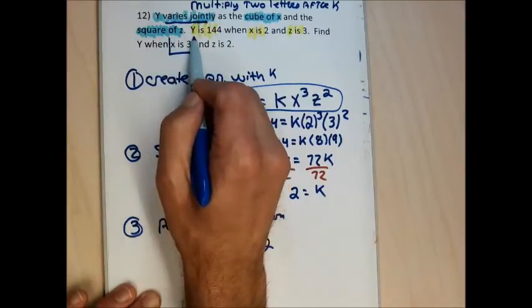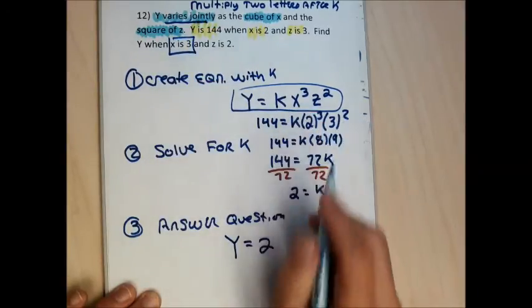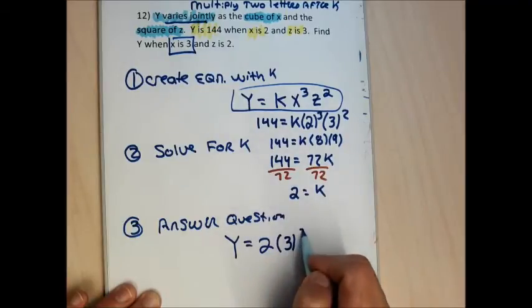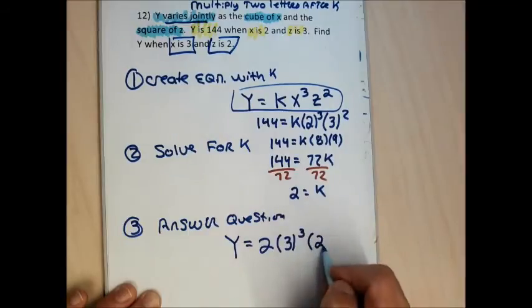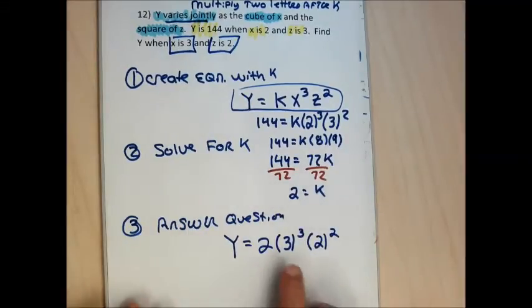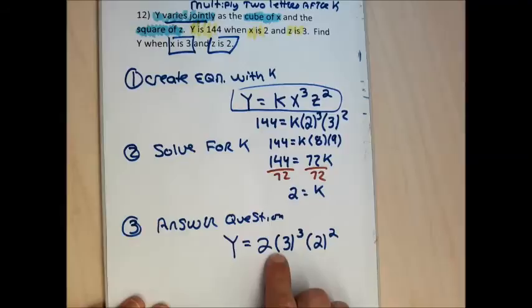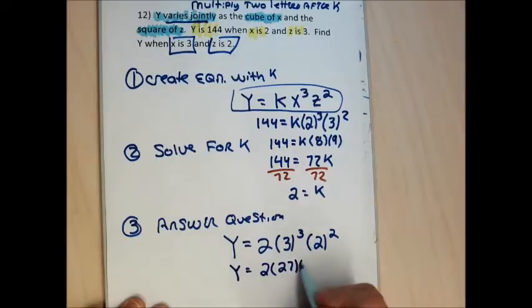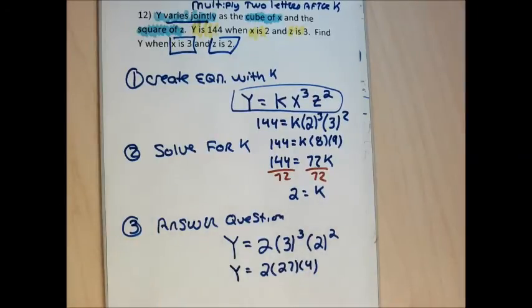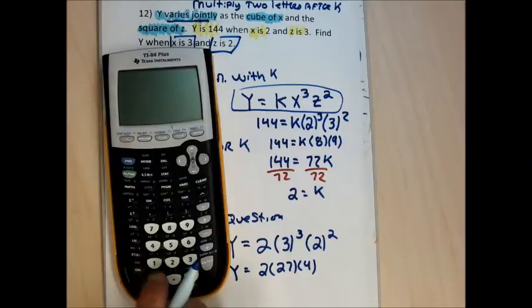In for x, I'm going to plug 3. And in for z, I'm going to plug 2. So I'm finding y when k is 2, x is 3, and z is 2. This is going to give me y equals 2 times 27 times 4. And I don't want to do that by hand right now. I'll probably mess it up.